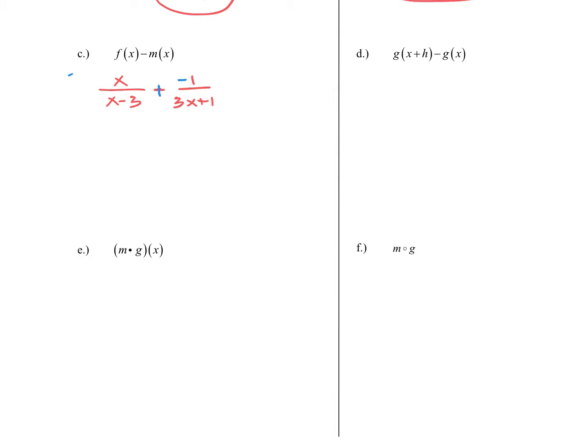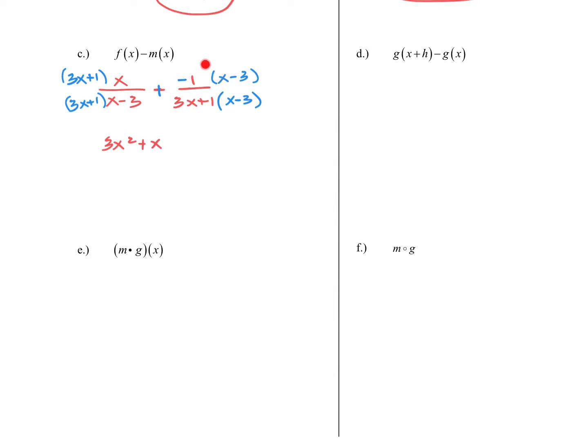We're going to need to get common denominators. So I'm going to multiply the first expression by 3x plus 1 over 3x plus 1. The second expression is going to get multiplied by x minus 3 over x minus 3. Now, in the numerator, the new numerator is going to become 3x squared plus x, and then the other part of that numerator is going to be this product.